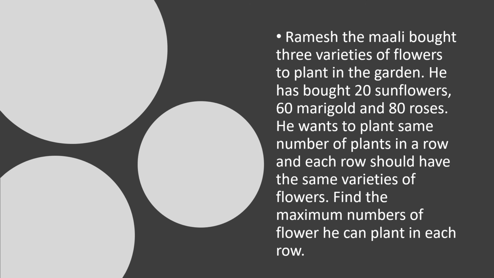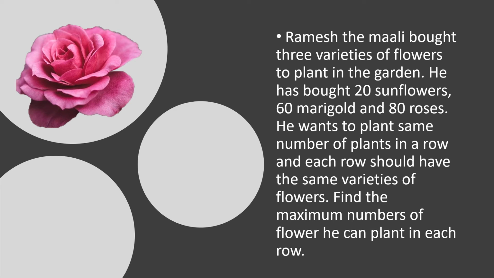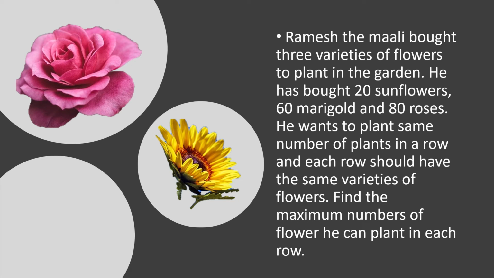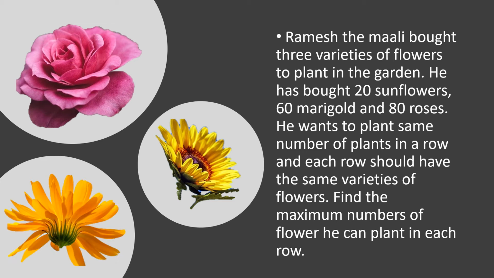Ramesh, the Mali, bought 3 varieties of flowers to plant in his garden. He has bought 20 sunflowers, 60 marigold and 80 roses. How many roses? 80. How many sunflowers? 20. And how many marigold? 60. Now he wants to plant the same number of plants in a row, and each row should have the same variety of flowers. Find the maximum number of flowers he can plant in each row.